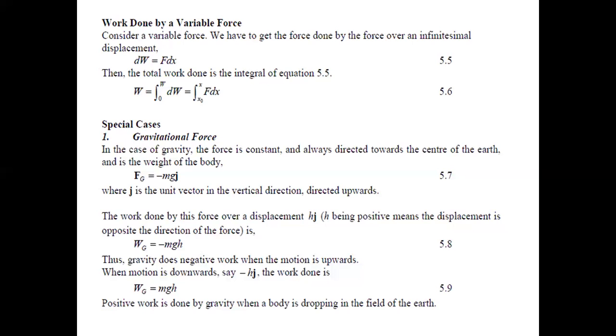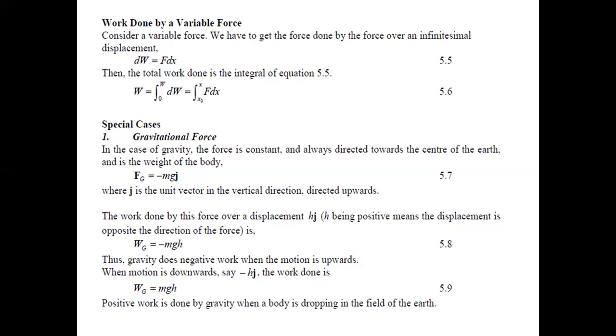Gravitational force. In the case of gravity, the force is constant and always directed towards the center of the earth, and it is the weight of the body. So Fg equals minus mg j, minus because it's pointing down, where j is the unit vector in the vertical direction directed upwards. The work done by this force over a displacement h j, h being positive, means the displacement is up, and g is down. It means that the displacement is in the opposite direction to the force.